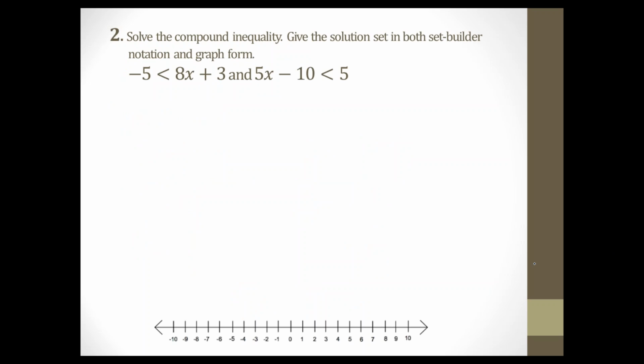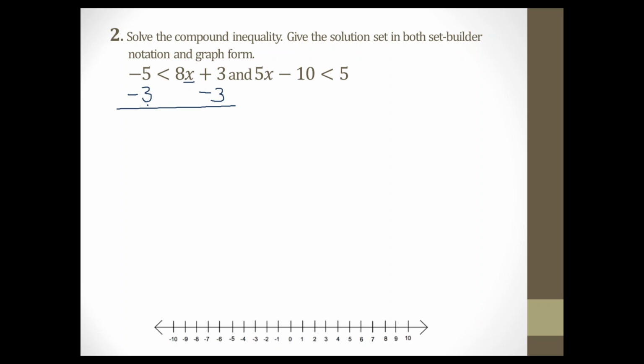Here we go. Solve the compound inequality and give the solution set in both set builder notation and graph form. So we have negative 5 less than 8x plus 3, and also 5x minus 10 less than 5. These are two inequalities, so let's solve them individually. Let's start with the left side. Basically we are solving for x. So I'm going to move the 3 first by subtracting 3 from both sides.